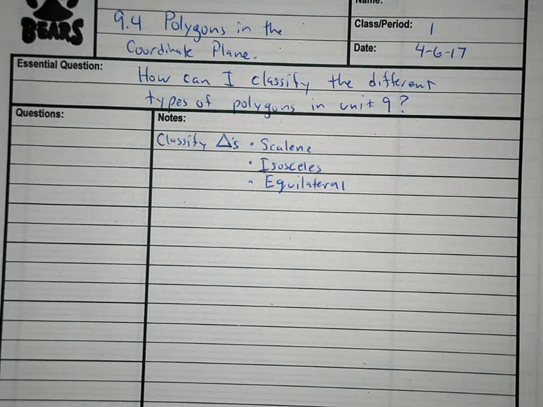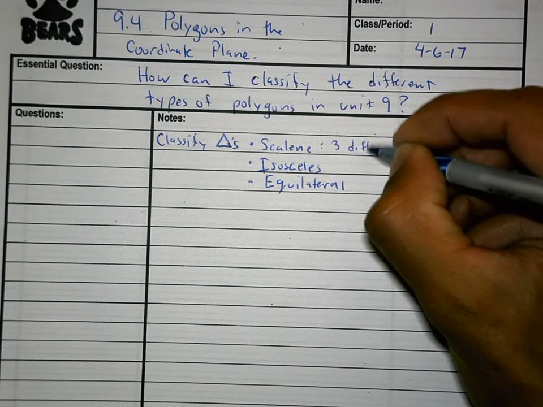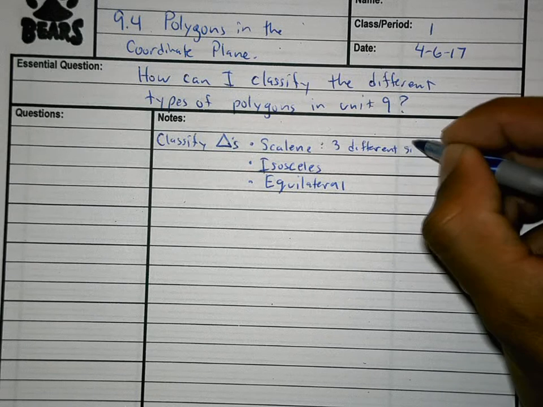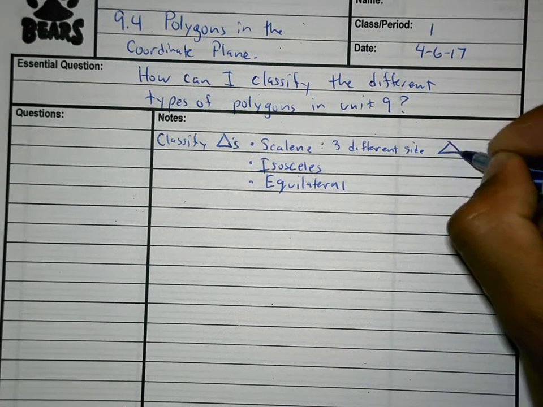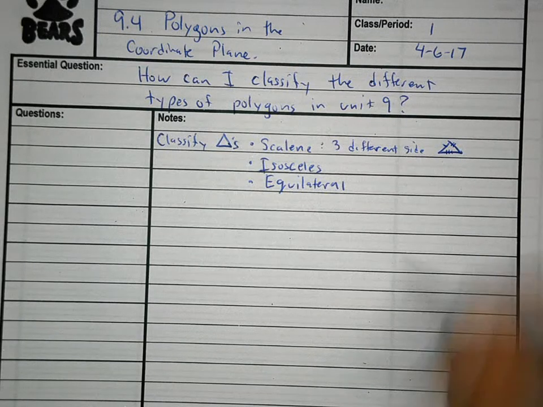So, if I have a scalene triangle, by the way, how many of you have actually heard of scalene, isosceles, equilateral already? Okay, very good. So then I'm not saying anything new to you. Scalene's when there's 3 different sides. It looks like this. 1, 2, 3. All sides are different.